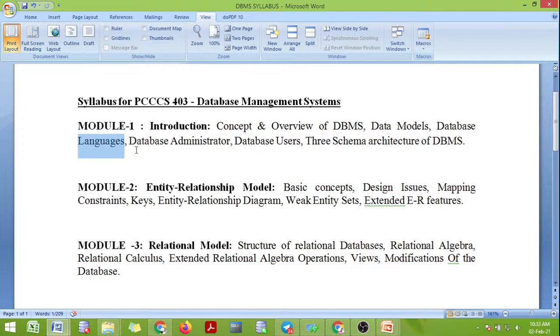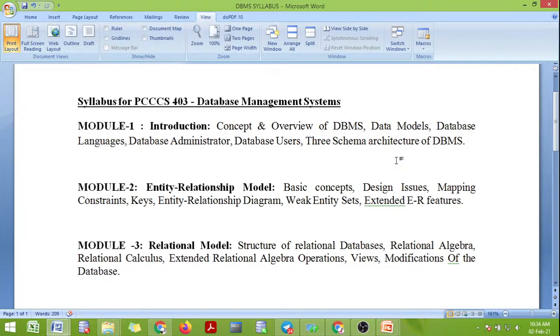Next in module 1, we are going to discuss the database administrator, the role of the administrator who manages the database at the user level. Then we will discuss database users, what types of users are there and how they are categorized, and different kinds of database schema and the architecture of the database management system. These are the prime focus in module 1. It is completely the introductory part: data, relation about the data, some data models, database architecture, users, database administrator, schema.